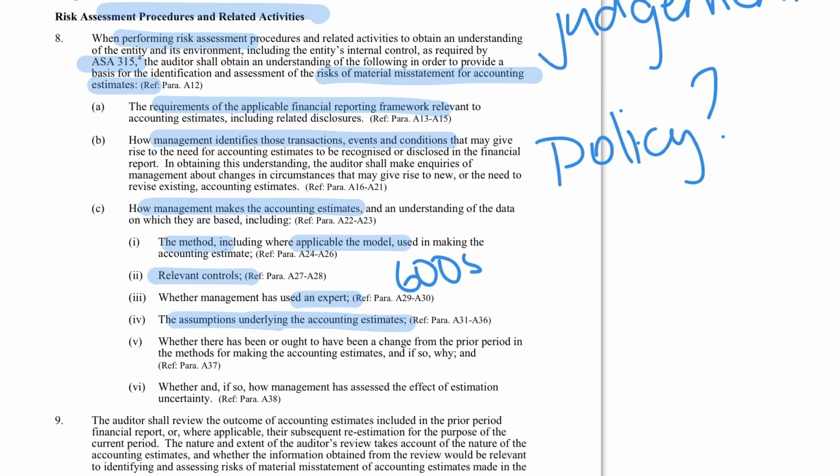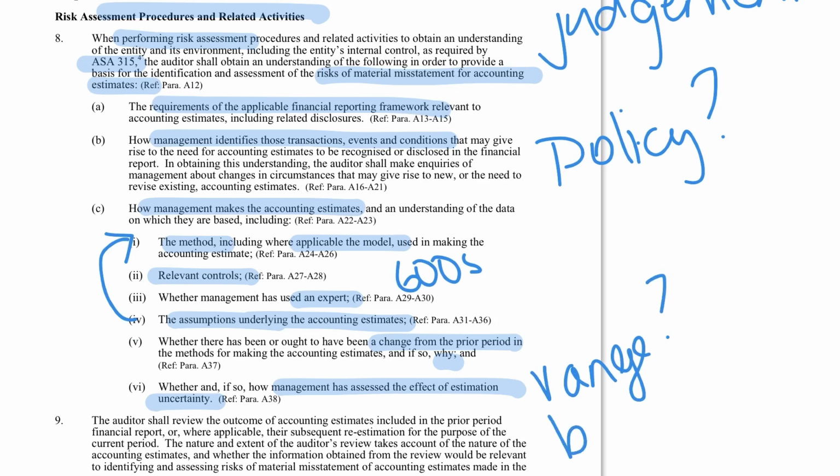So how do they use these assumptions? Remember, these assumptions will come from the model, or they'll feed into the model. So we have to look at, what are those assumptions? Did they change from the prior period, and why did they do that? And how has management assessed the uncertainty? So if they are making professional judgments, perhaps have they considered a range? Have they benchmarked themselves against other companies in the industry to determine whether that's appropriate or not?